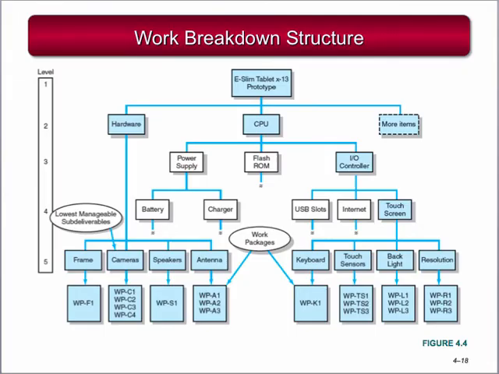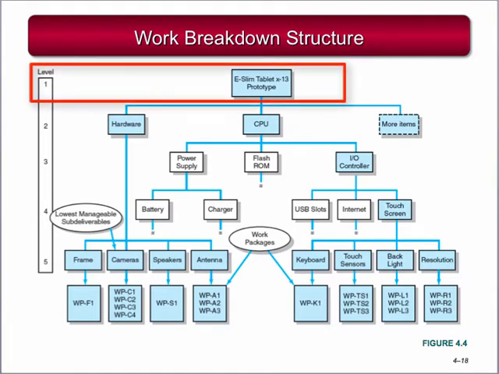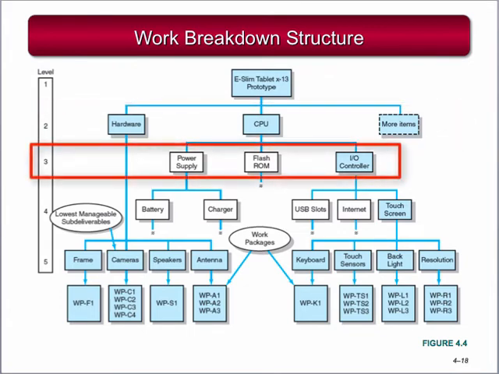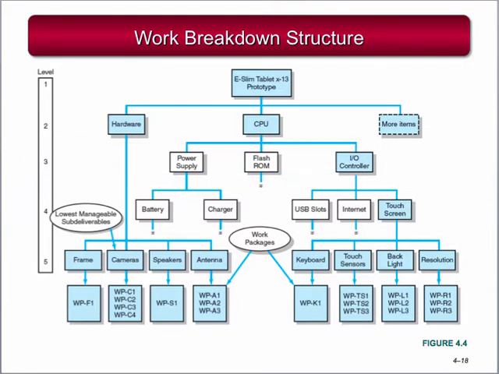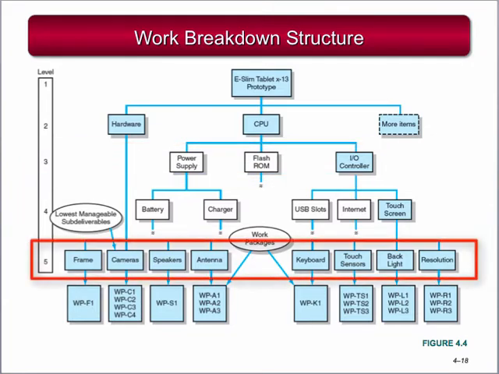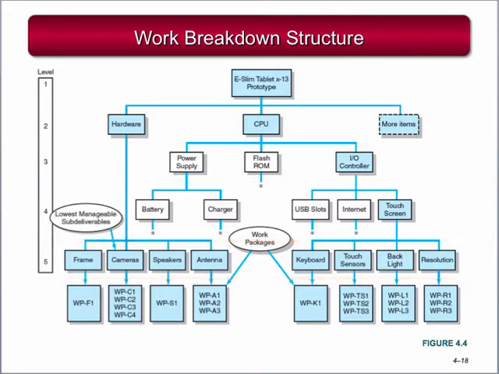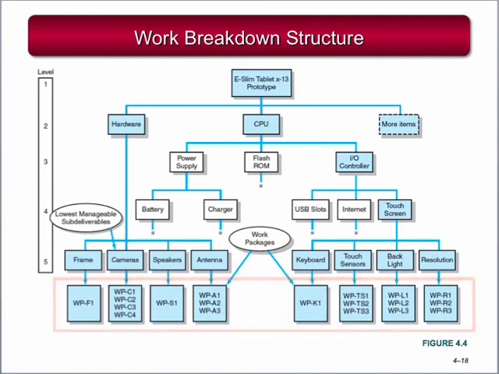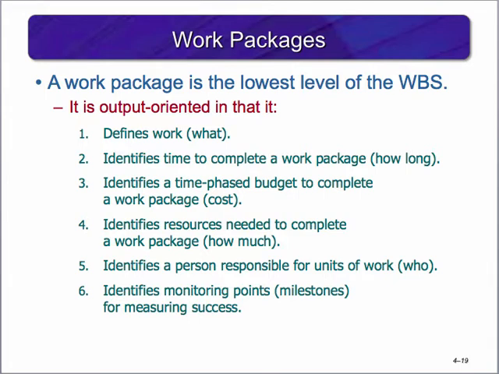Here's an example of a work breakdown structure. At level 1, you have the project, the eSlim tablet prototype. This can be broken down to level 2 deliverables. These can be broken down into smaller work groups, level 3, all the way down to level 5 items, the lowest manageable subdeliverables. These subdeliverables are broken down into work packages. We saw work packages in the previous slide, directly below the lowest subdeliverables of the work breakdown structure.